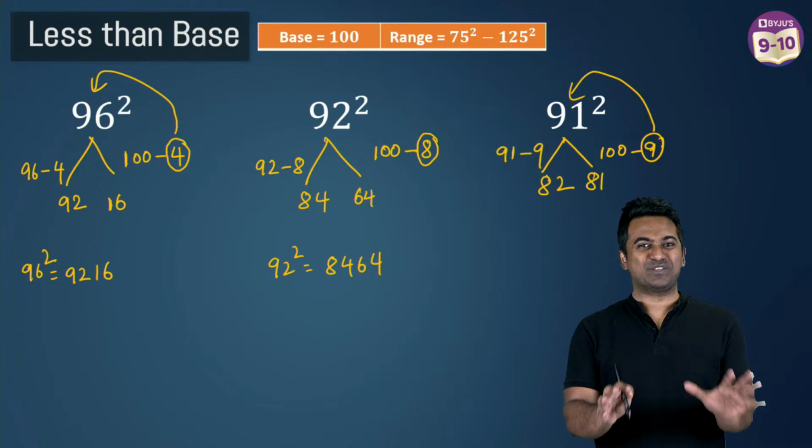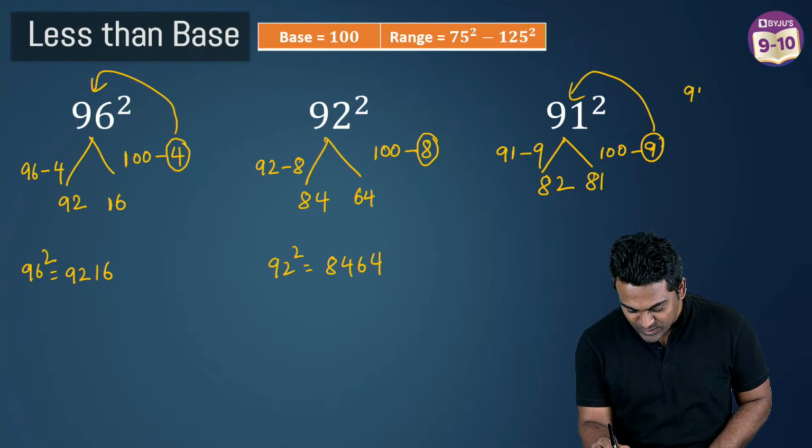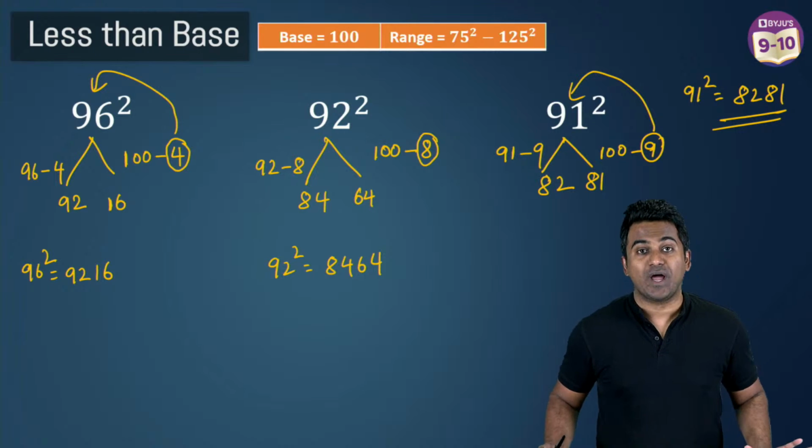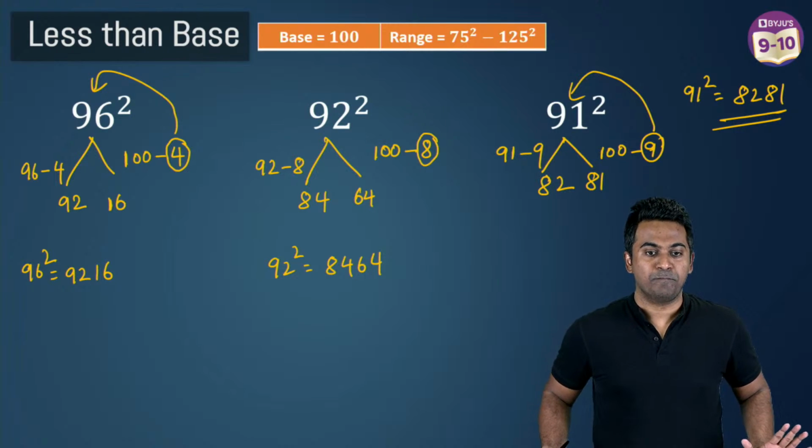So I just hope you've understood the technique. Yeah. So 91 square, as you have also calculated, is 8,281.